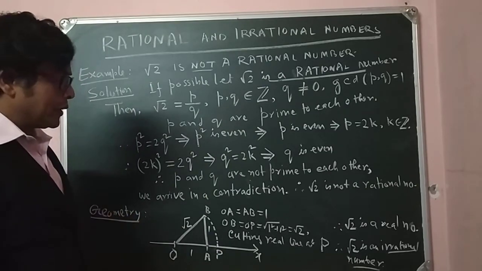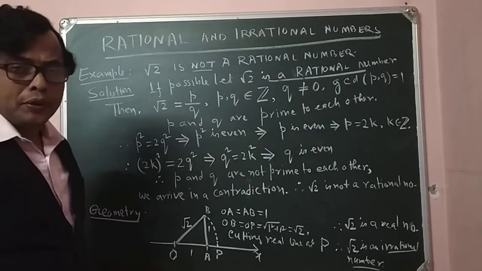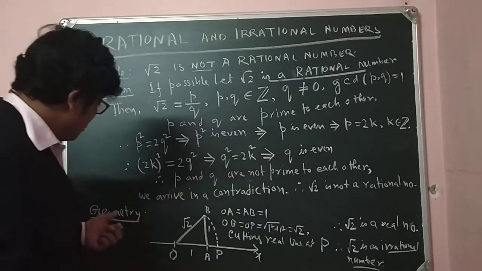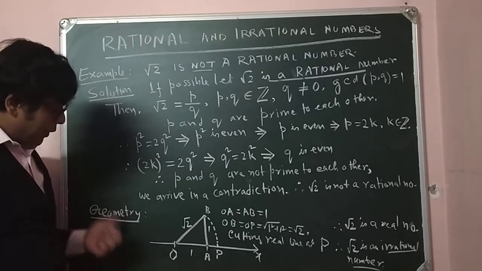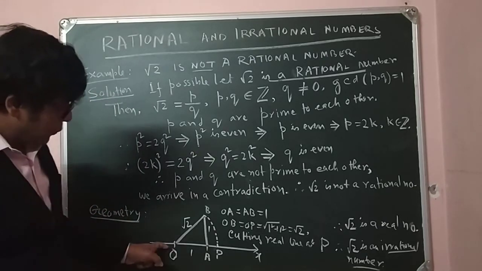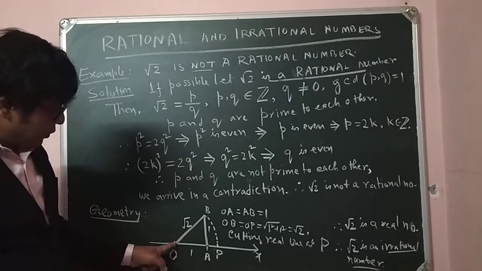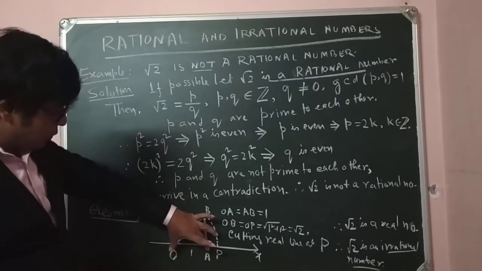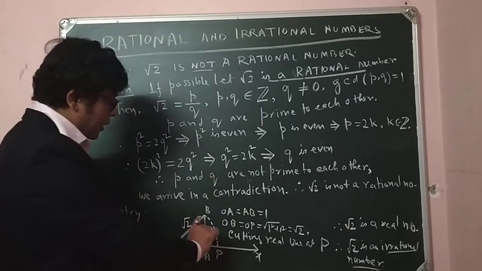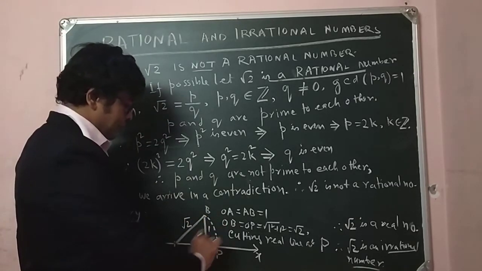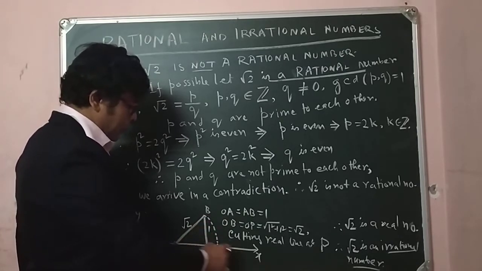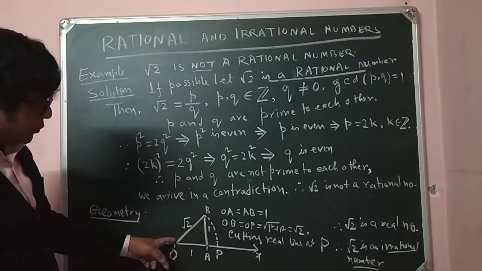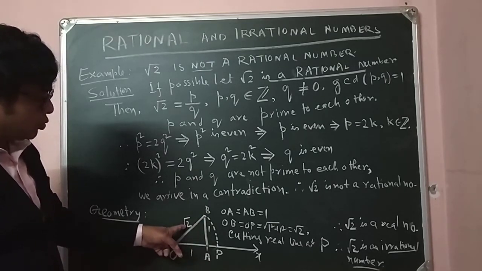If root 2 is not a rational number, then what type of number can root 2 be? For this, we go to the geometry. In the geometry, suppose this is our real axis. We take this length as 1 unit, so OA represents 1. With the same length, we draw a perpendicular line AB, where AB is perpendicular to the x-axis. We can apply the Pythagoras theorem. By the Pythagoras theorem, OB equals root 2.